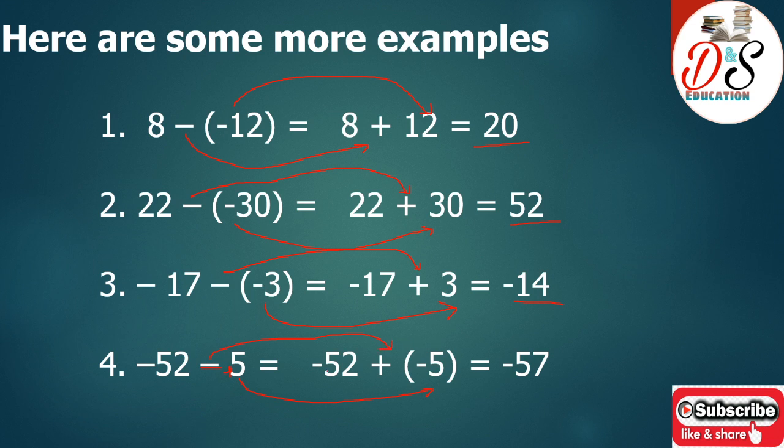Okay, now we have a negative integer and a positive integer. Sorry, both are negative integers, so we have to do addition. So after addition we got 57, and both are negative integers, so we are putting a negative sign in our result. So that's how you will do subtraction of integers.